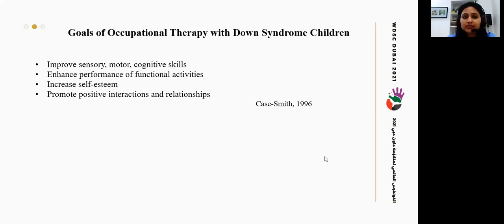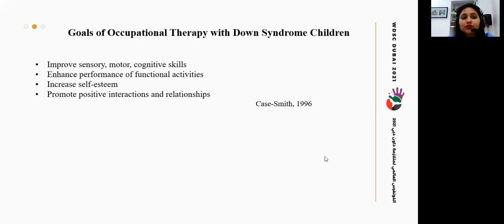Now, once these foundational skills are developed, it also helps in enhancing performance of functional activities, which include activities of daily living, like dressing, bathing, toileting, and maintaining personal hygiene. Moving on to academic skills, reading and writing skills. Then it also includes play skills, participating in co-curricular activities like football, basketball, table tennis. Occupational therapy also helps increase self-esteem and self-confidence in children, and promotes positive interaction and relationships, which are included in social skills.